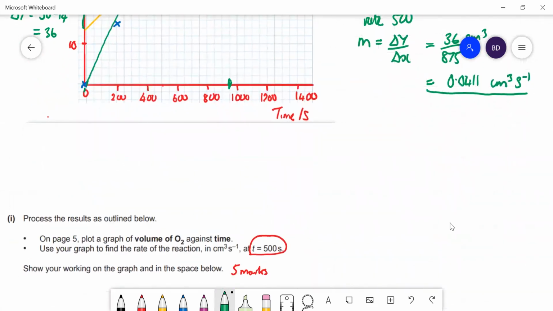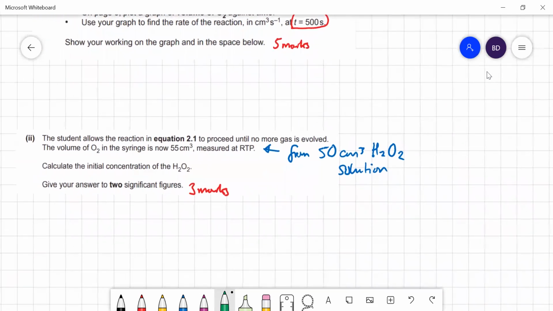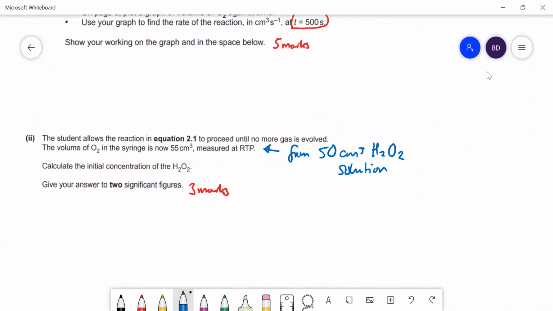All right, let's carry on with this question. So that's that bit done. Right, now the student allows the reaction to proceed until no more gas is evolved, and he has 55 centimeters cubed of oxygen in the syringe at that point. Just to remember, that came from 50 centimeters cubed of hydrogen peroxide solution. It told us that earlier on in the question. Calculate the initial concentration of H2O2.